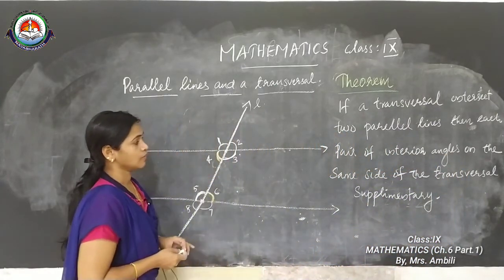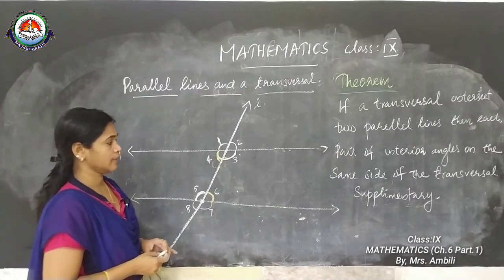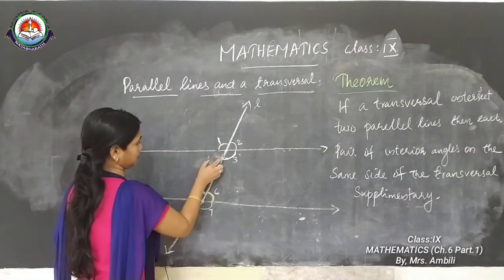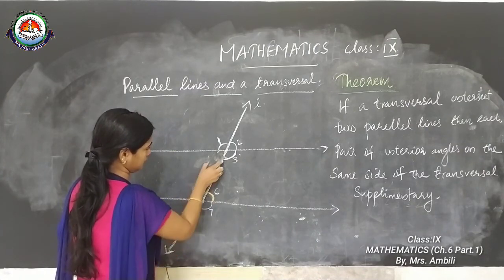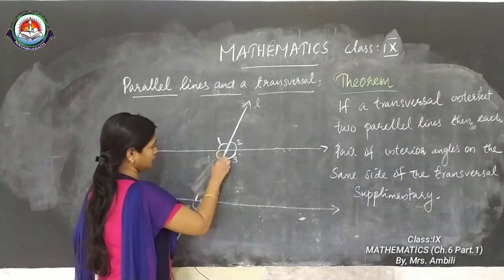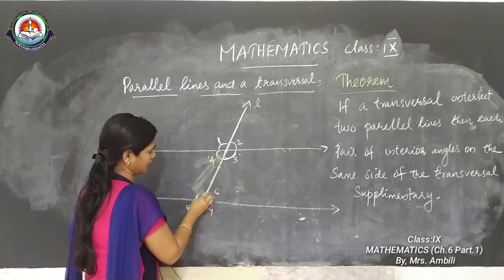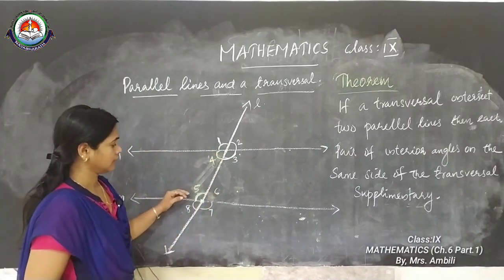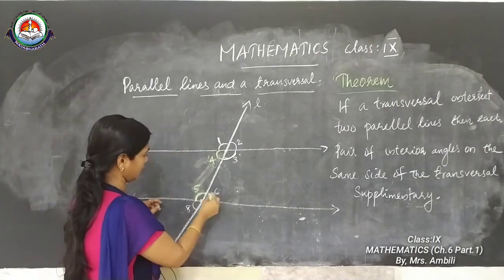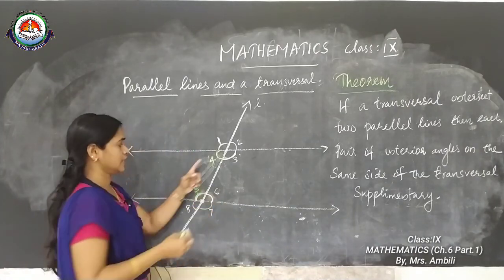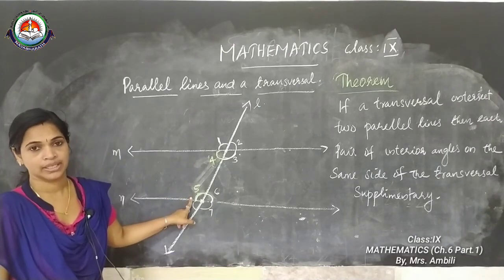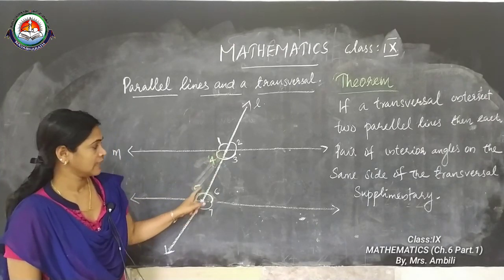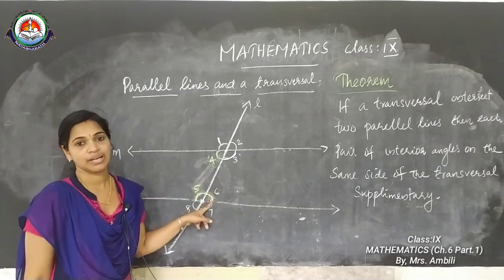Okay. So, what are the pair of interior angles on the same side of the transversal? Angle 4 and angle 5. Then angle 3 and angle 6. These two pairs are supplementary. It means angle 4 plus angle 5 is 180 degree. And angle 3 plus angle 6 is 180 degree.